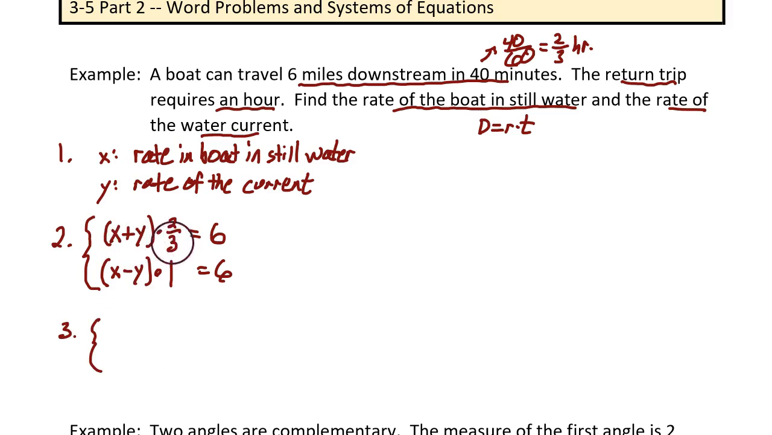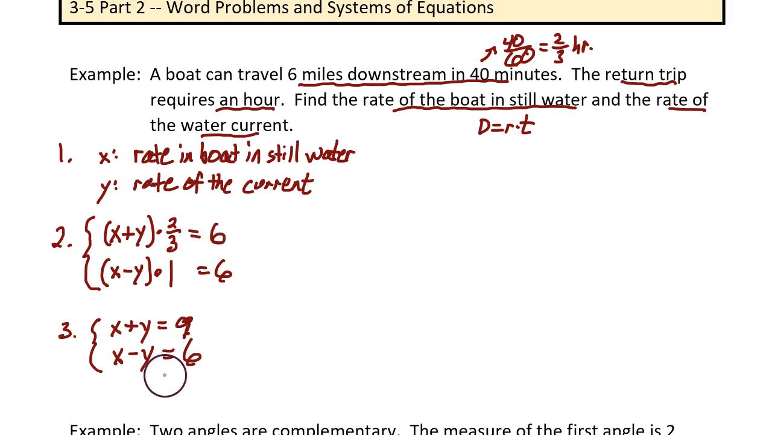Let's rewrite the first equation so it doesn't have a fraction. We can do that by multiplying both sides by 3/2. When you multiply the left side by 3/2, it will cancel the fraction, leaving X plus Y. When you multiply 6 by 3/2, that will make 9. In the second equation, X minus Y times 1 just makes X minus Y, and that's equal to 6. This system is equivalent to this system, but the equations look much nicer.